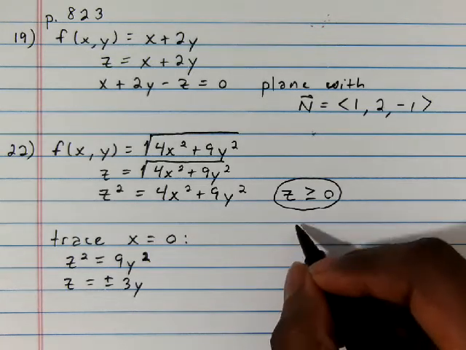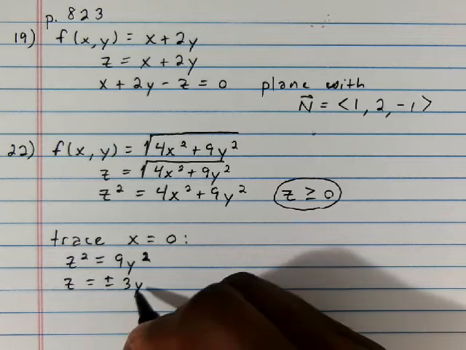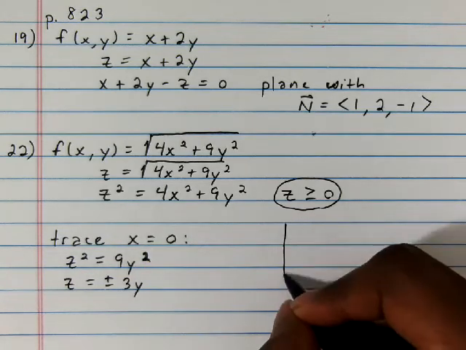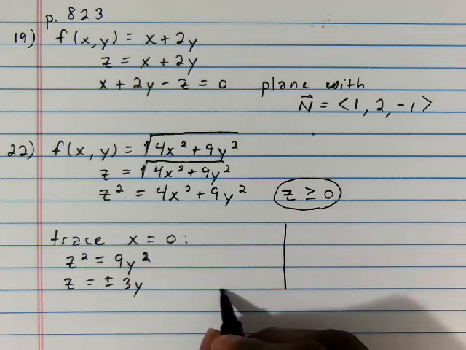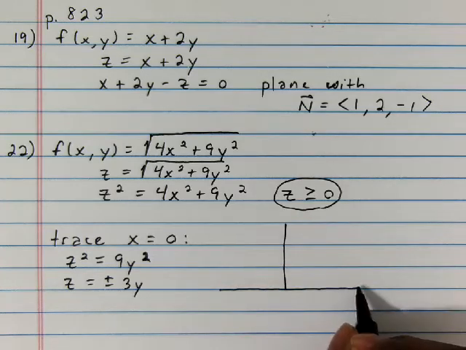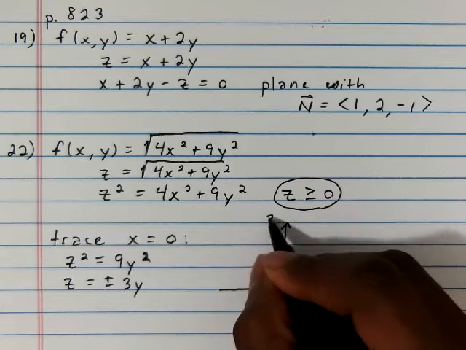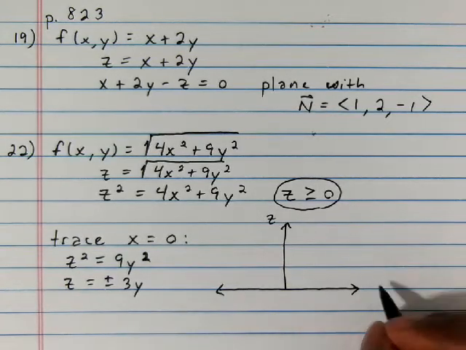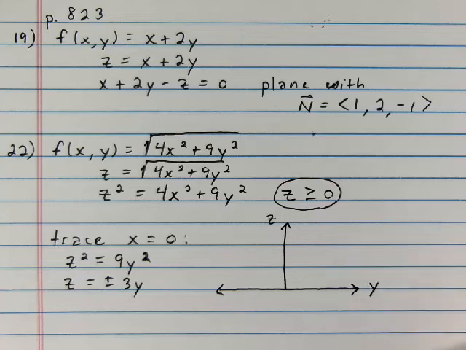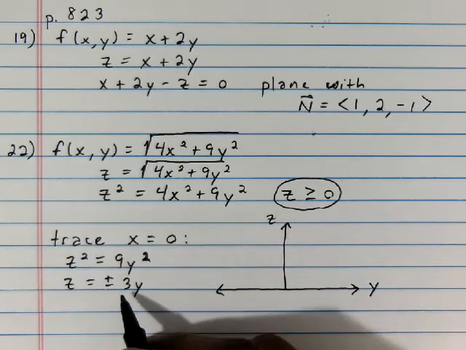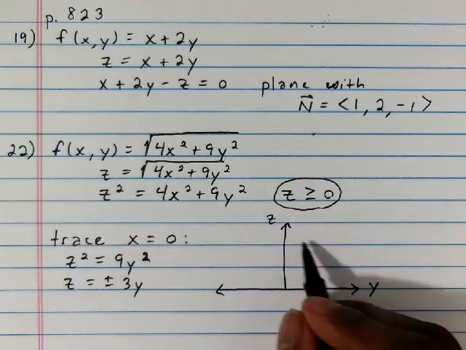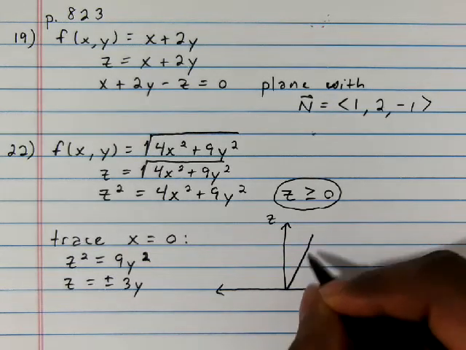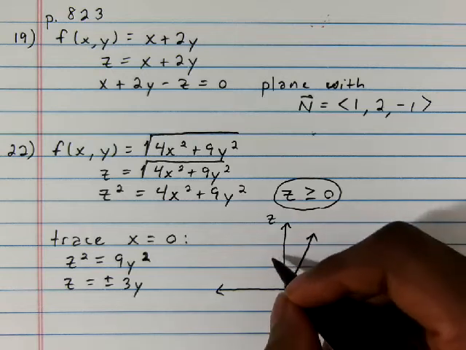Now, keep in mind that z is always greater than or equal to 0. So this is x equals 0. We're in the yz plane. But to make sure I don't accidentally draw some negative z values, I'm not even going to draw the negative z axis. All right, so z equals plus or minus 3y, so up 3 over 1. So we would have something like that. And then the negative of that.